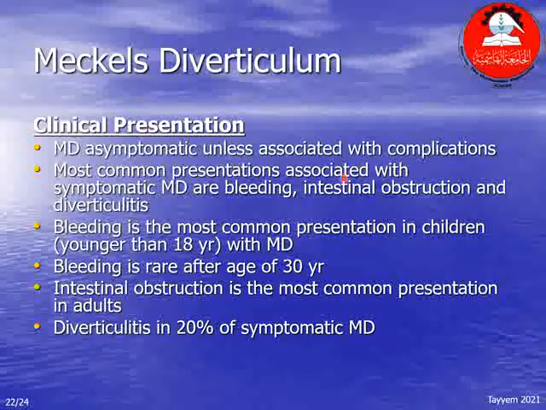Clinically, most of the time they are asymptomatic. Sometimes they present with complications. The commonest presentations, if symptoms are going to arise, are bleeding, obstruction, and diverticulitis. Bleeding is the most common presentation in children younger than 18 years old. Bleeding becomes less common or rare after the age of 30. Intestinal obstruction is the commonest presentation in adults. Diverticulitis could happen in 20% of patients with symptomatic diverticular disease.